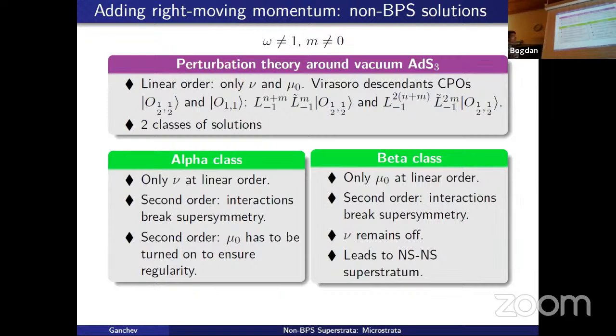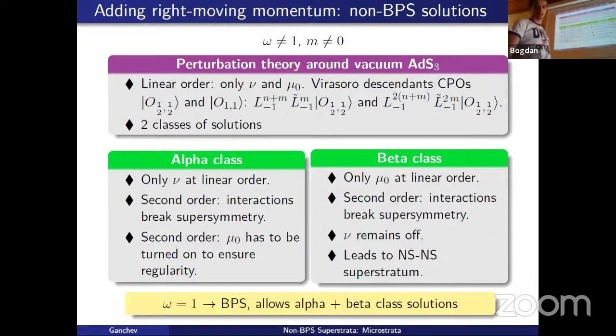However, if you do this for omega equals 1, where you have a BPS state, you can turn on both alpha and beta independently of each other, and you get a new class of BPS solutions. And we believe that in this class, if you turn off alpha, you get something that looks like the NS-NS superstratum. And this is something that we hope to publish very soon.